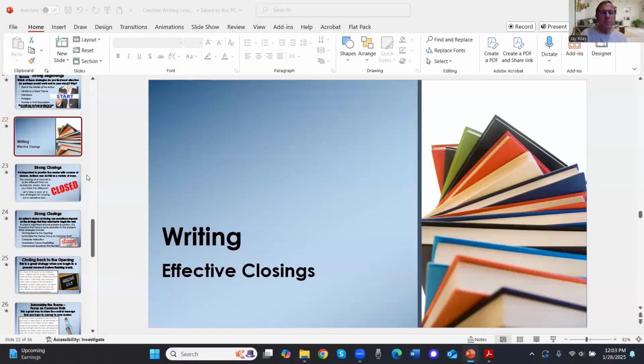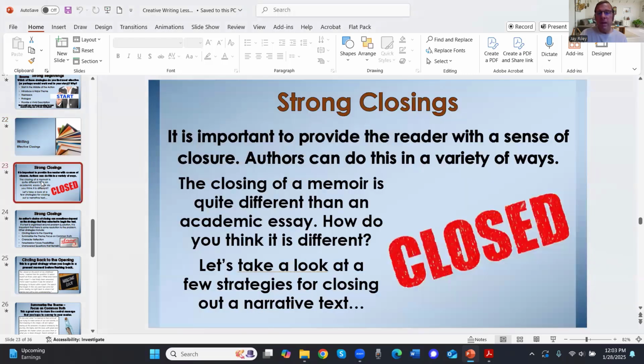So let's talk briefly about how closings in our narrative writing can be a little bit different than closings in our academic essays. So when we're writing a closing in an academic essay, remember, we want to signpost, we want to restate our thesis, and we want to restate our big ideas. Then we want to leave the audience with a strong final thought.